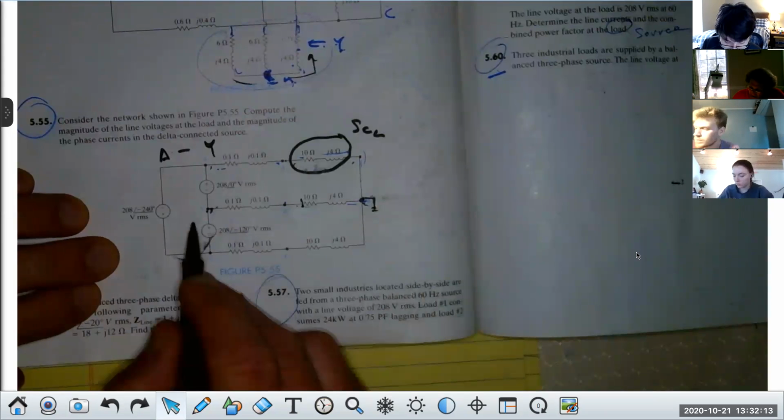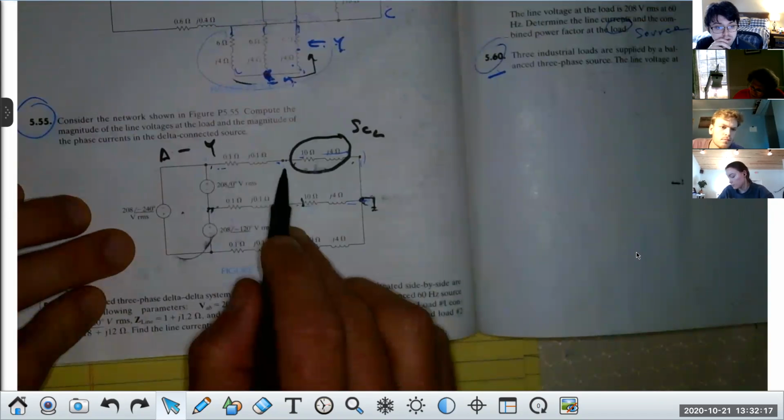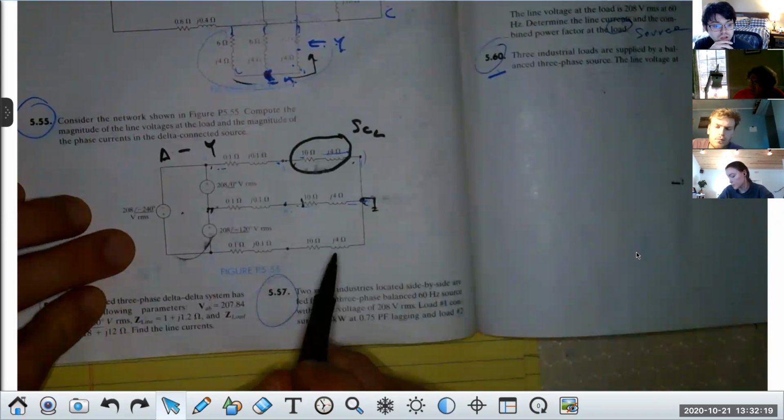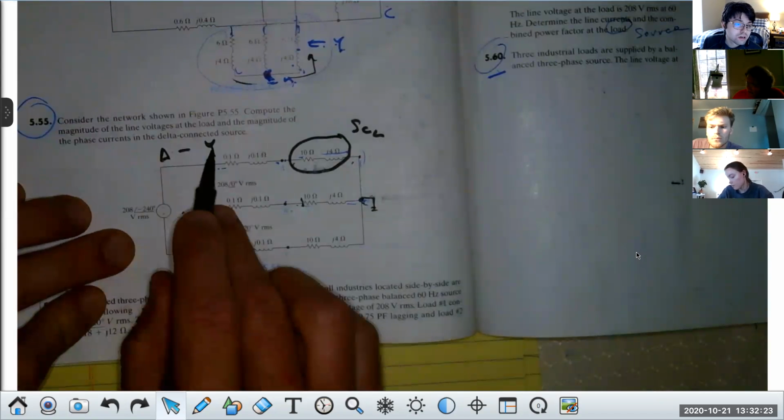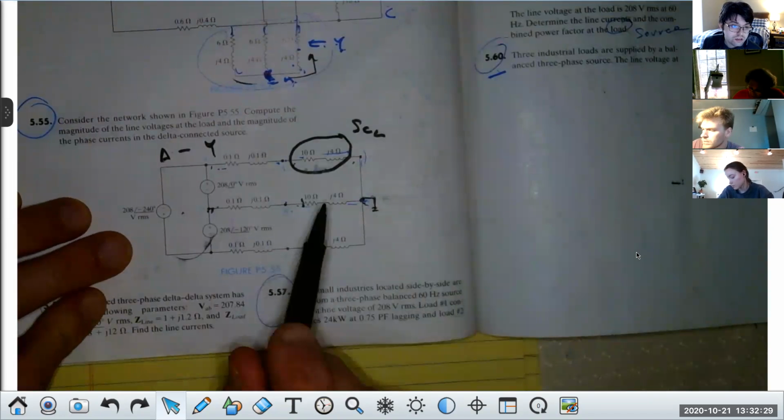Now, here it is a delta. Here it is a Y. This is the load. The capital A, capital B, and capital C are the various phases at the load-in. Therefore, it's a delta Y. Now, we always transform to YY, correct? I'm going to do this one. I'm going to do a few other things with this one.